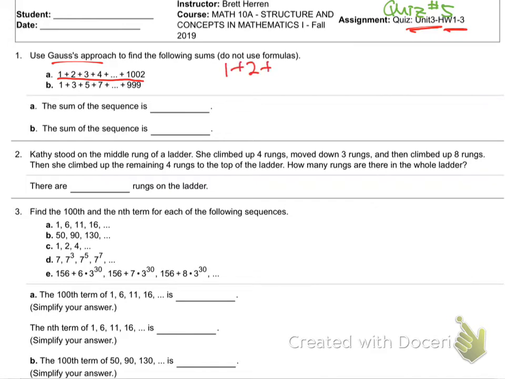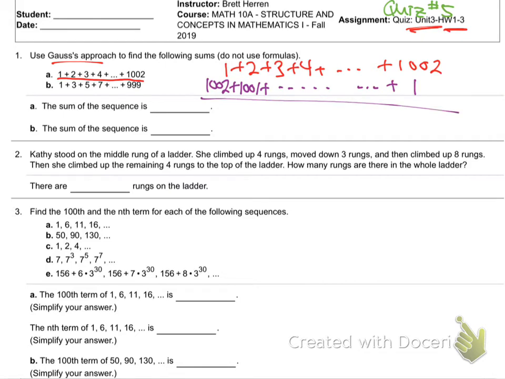So 1, 2, 3, 4, all the way to 1002. So remember what Gauss's approach was. You write the list backwards down below. So I'll write 1002, 1001, etc., all the way down to 1. And then you just add them straight up and down.